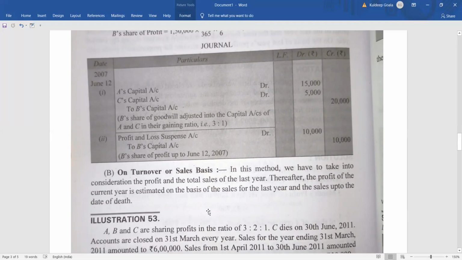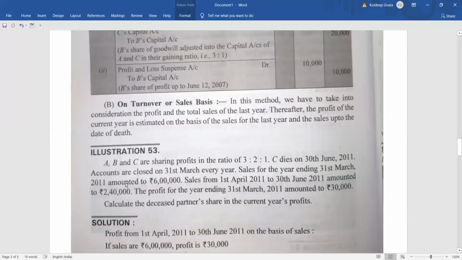The next one is on turnover or sales basis. Now let's pick up this method. Under this method, we'll be learning how the profit is being given to the deceased partner on the basis of sales of last year or turnover of last year. Last year's turnover or sales is the same thing.